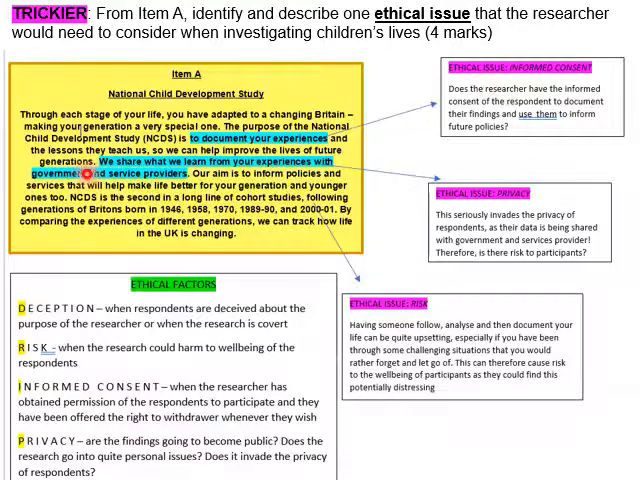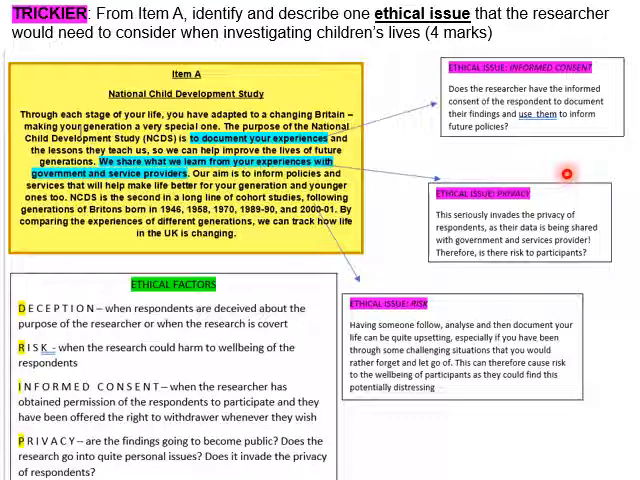Let's continue. We share what we learn from your experiences with government and service providers. Now, I've highlighted that entire sentence in blue because I see that as being quite a strong ethical issue here. And that ethical issue is privacy. So I'll go across here and I've said, yep, ethical issue, privacy. This seriously invades the privacy of respondents as their data is being shared with government and service providers. Therefore, is there risk to participants?